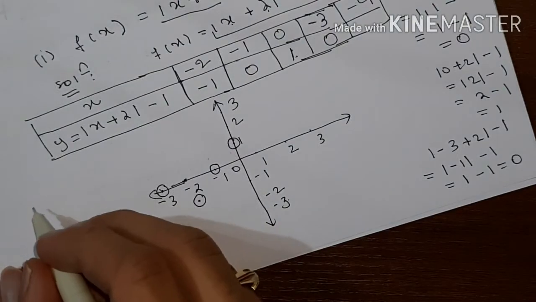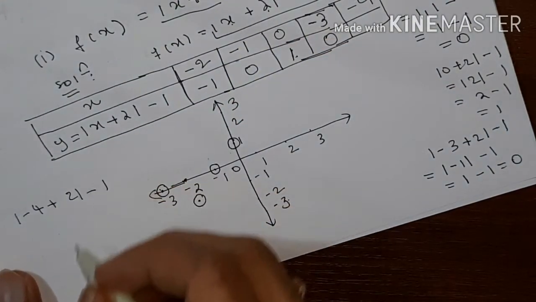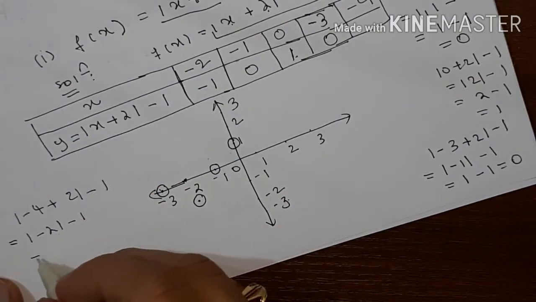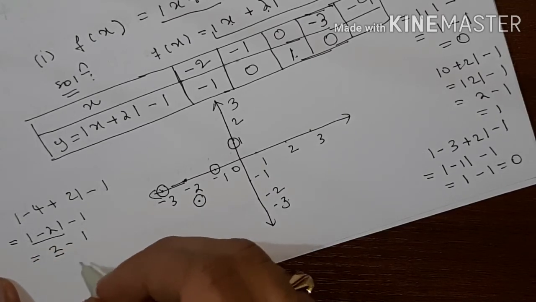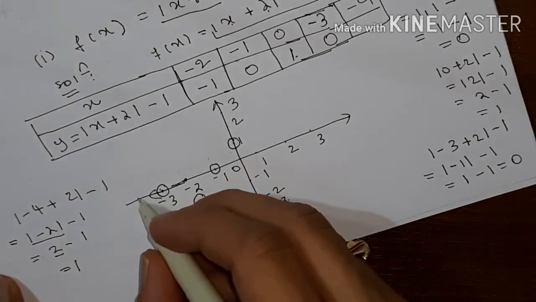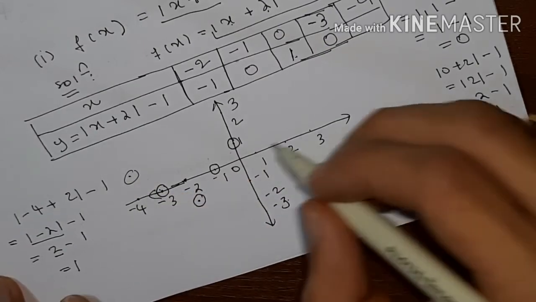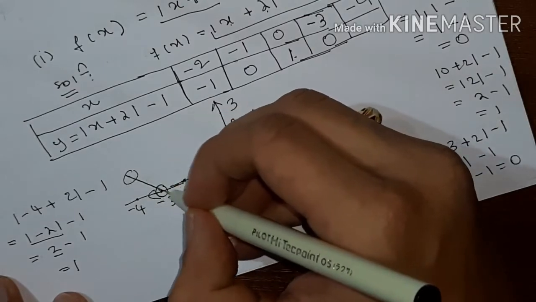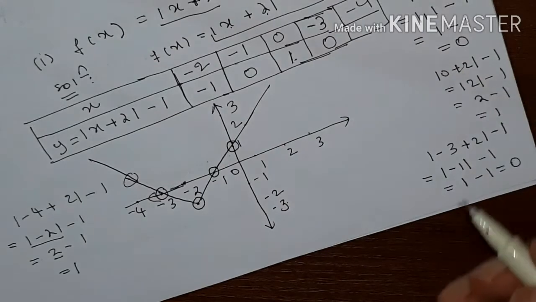Okay, now let us look at minus 4. So minus 4 plus 2, minus 1, so that is what? Modulus of minus 2, minus 1. Okay, so that is 2 minus 1, right? Modulus of minus 2 is 2, and so the value is 1. Okay, so at minus 4 what do you get? 1. Okay, so you see that you will get a graph in this way, right? See, this is the graph.